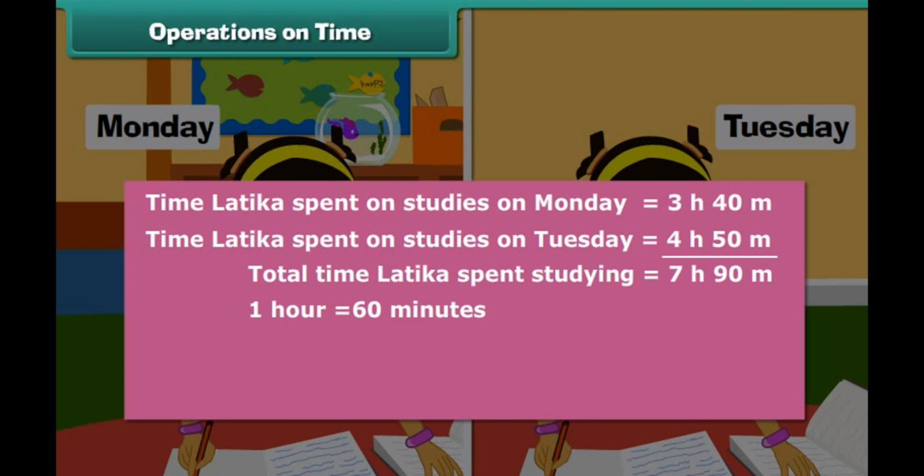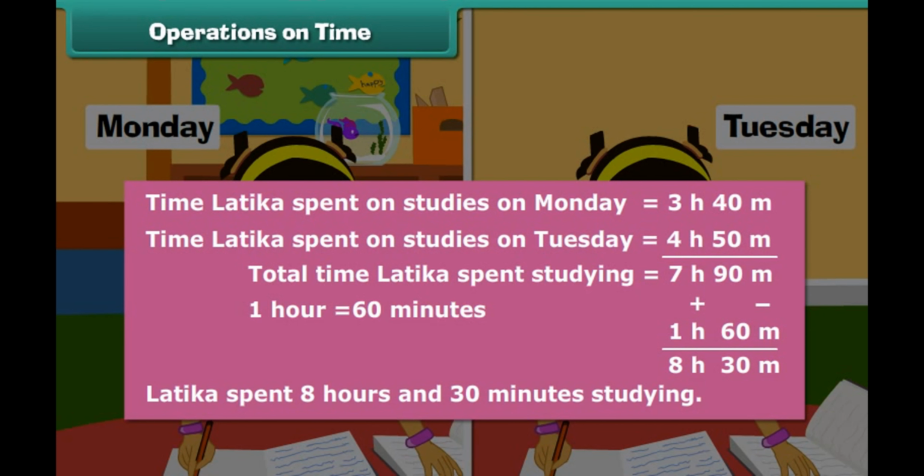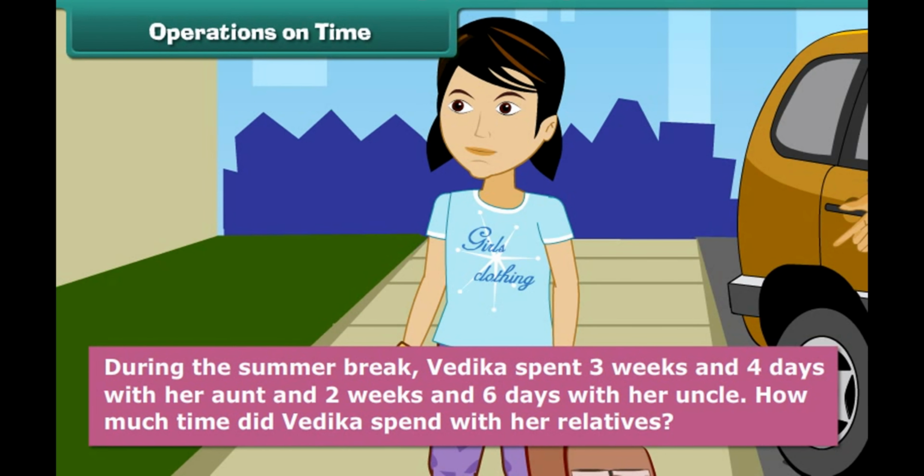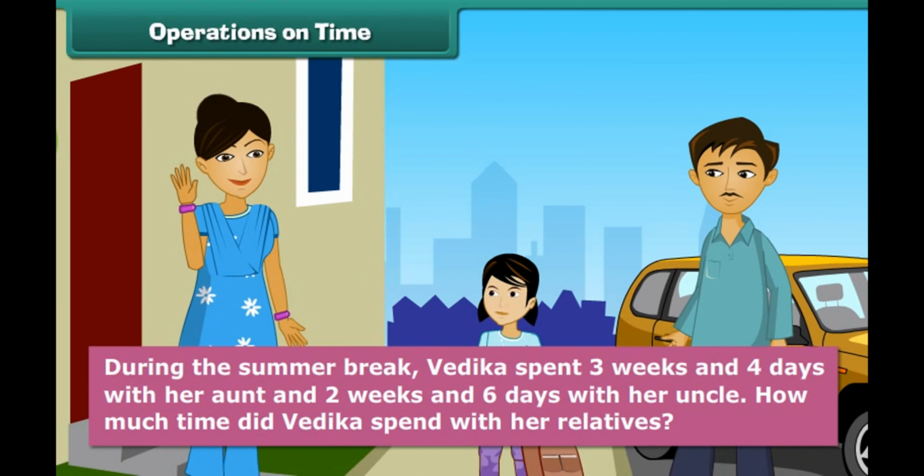We know that 1 hour is equal to 60 minutes. So we subtract 60 from 90 minutes and add 1 to 7 hours. Therefore, Latika spent 8 hours and 30 minutes studying. During the summer break, Vedika spent 3 weeks and 4 days with her aunt and 2 weeks and 6 days with her uncle.